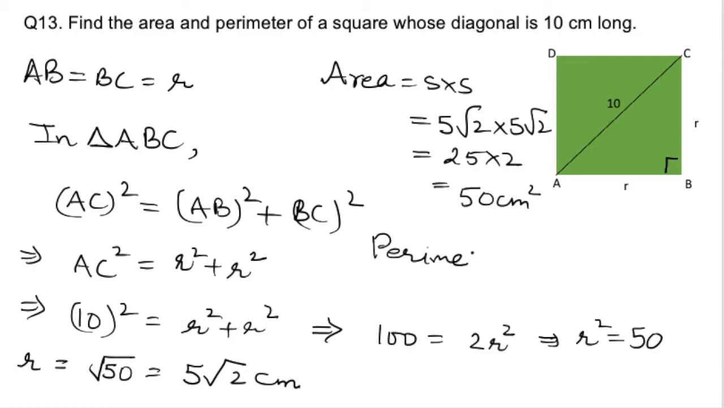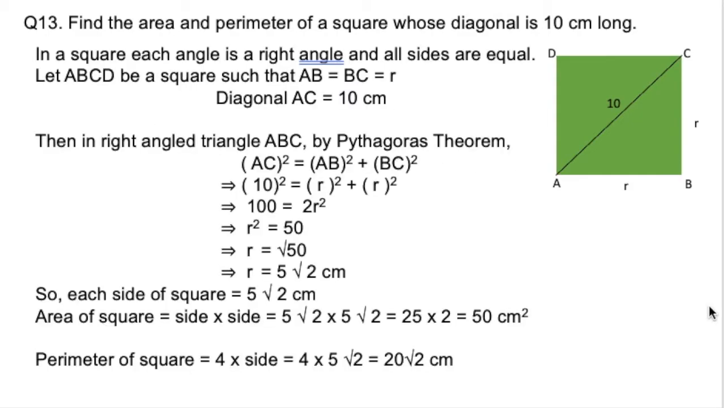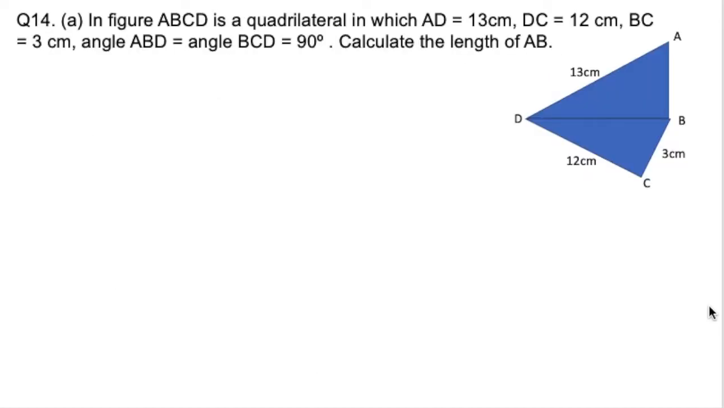To find the perimeter, we know that the formula for perimeter of a square is 4 multiplied by side, which can be written as 4 multiplied by 5 square root 2, or this will be equal to 20 square root 2 centimeters. It is very important to write the units with the solution. Let's see the step-by-step solution for the same. This is the way you are going to present your answer systematically with the units.